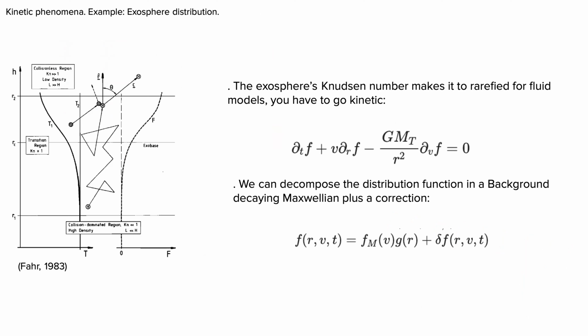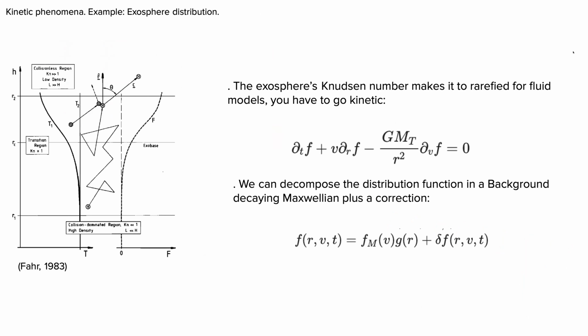And that works fine. So an example problem that I chose was the distribution of the exosphere dynamics. As you probably know, in the exosphere, there's this issue with the Knudsen number. It's so large that you can't use fluid models, so you have to go kinetic. And for example, you can solve the Vlasov equation with the acceleration term proportional to the acceleration of gravity.